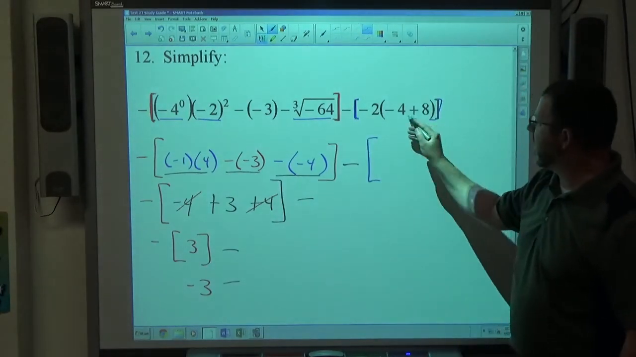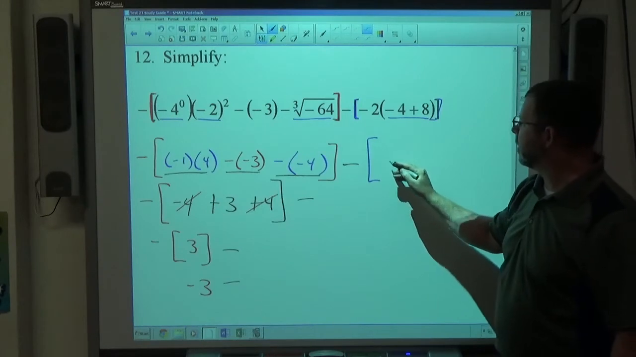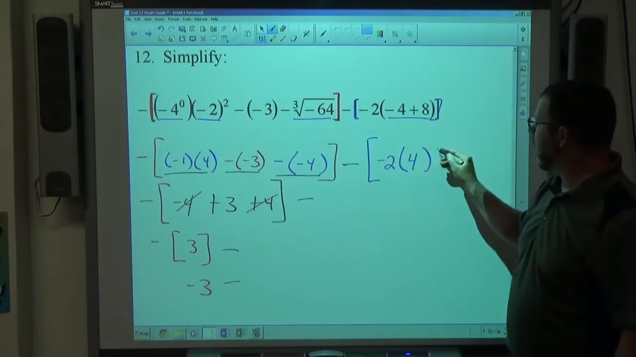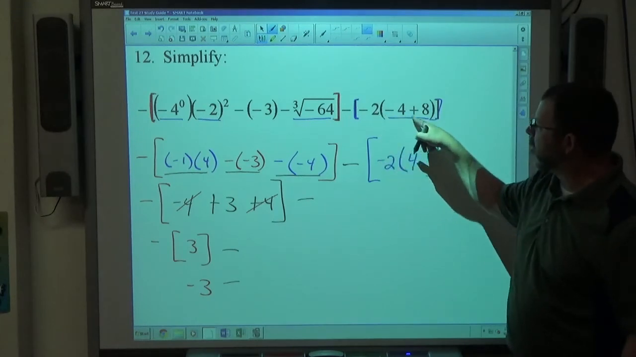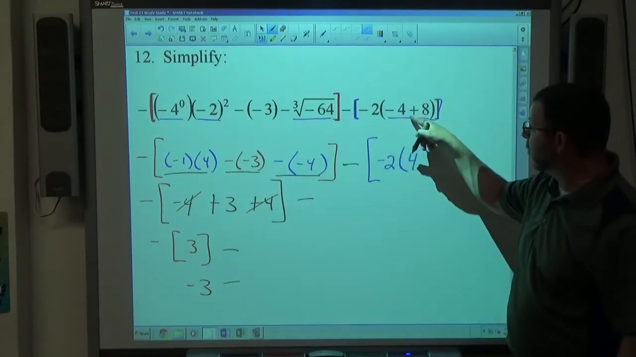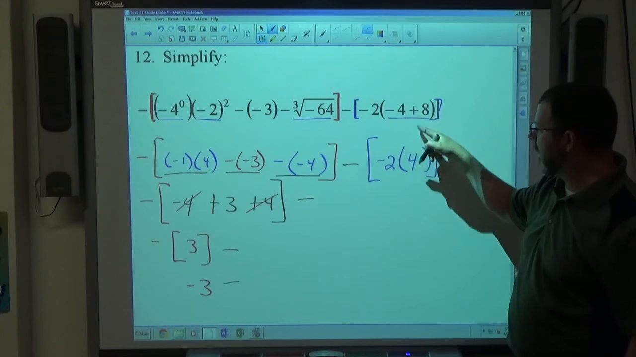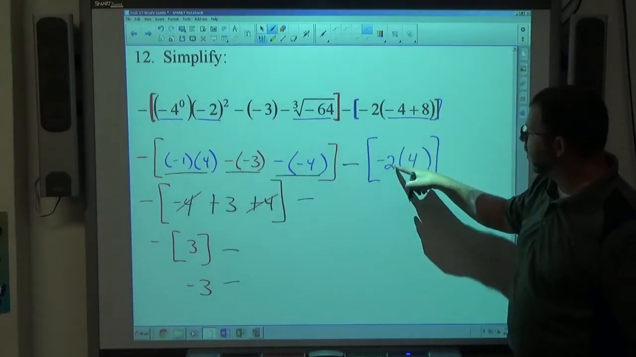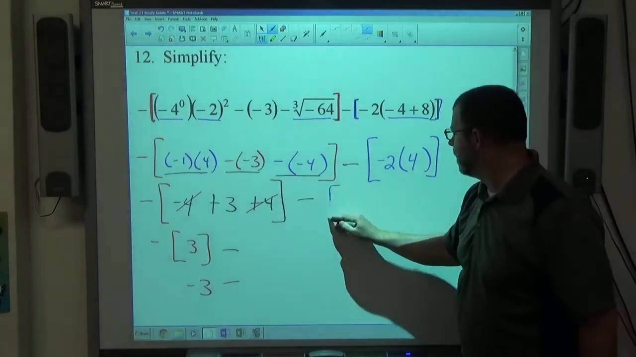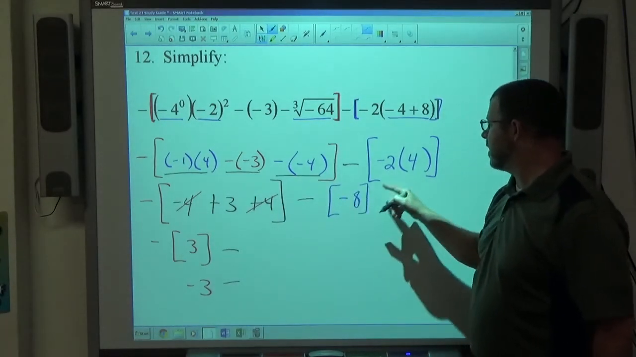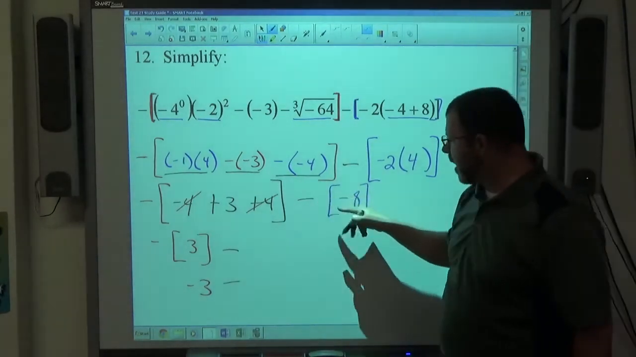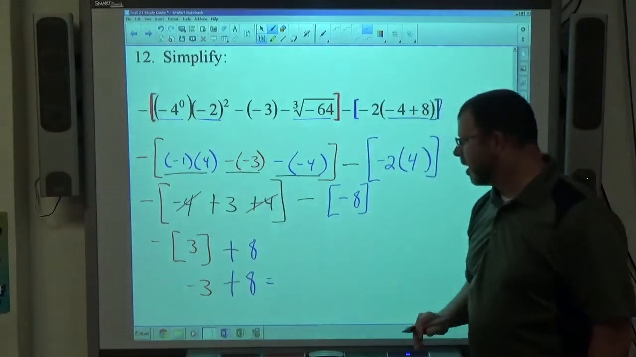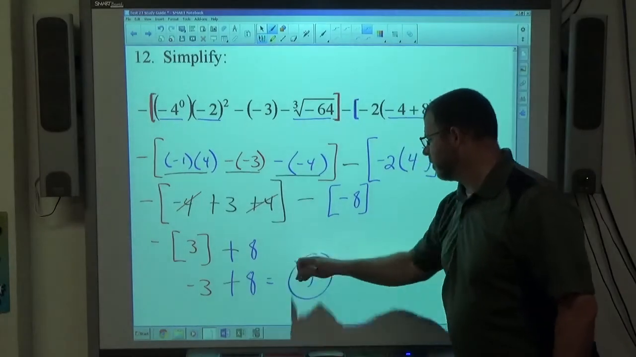Inside the blue bracket I've got a parentheses. Parentheses happen before anything else. So negative 2, negative 4 plus 8 is equal to positive 4. This negative 2 is being multiplied by the parentheses, so negative 4 and 8 evaluate to 4. Subtraction because the signs are different. Positive because 8 is bigger. Then negative 2 is being multiplied by that, so I'm going to get negative 8 still inside the brackets. Minus 8 is plus 8. Negative 3 plus 8 is equal to 5.